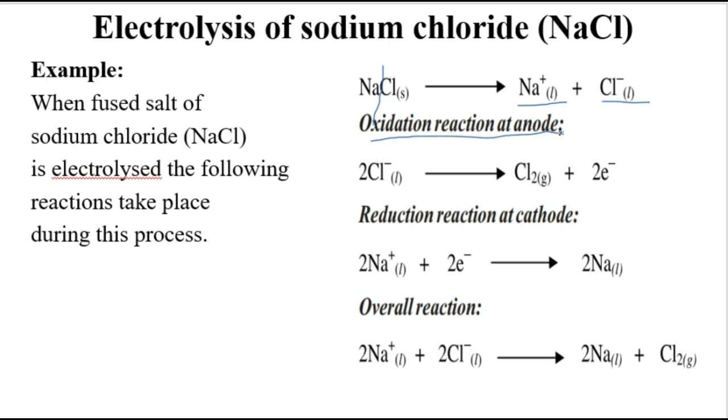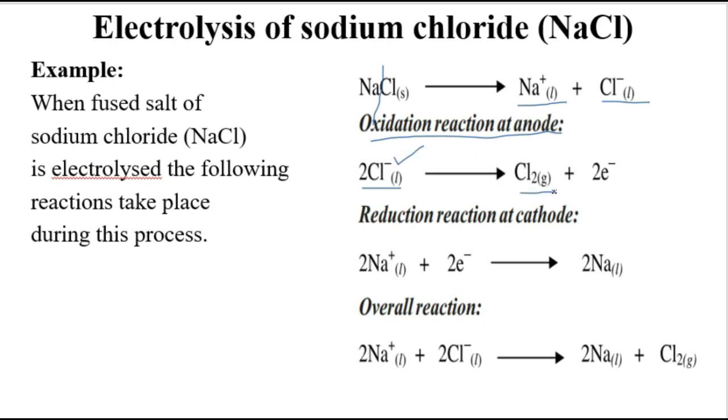As I have already discussed with you, the keyword is "anoxy", which means oxidation takes place at the anode. And what is oxidation in the context of electrons? The loss of electrons is called oxidation. This is chlorine, right? In the context of the chloride ion, right?